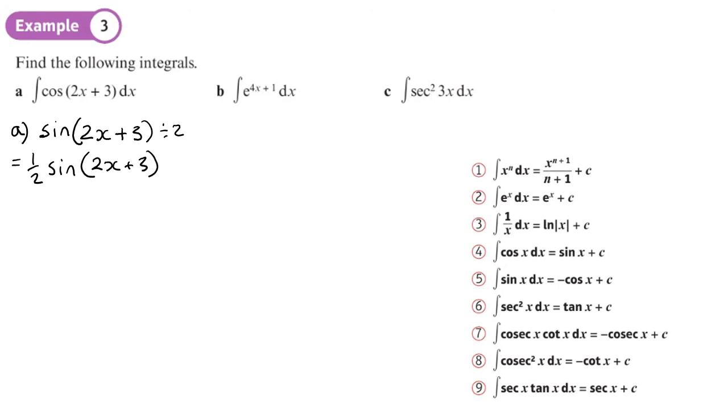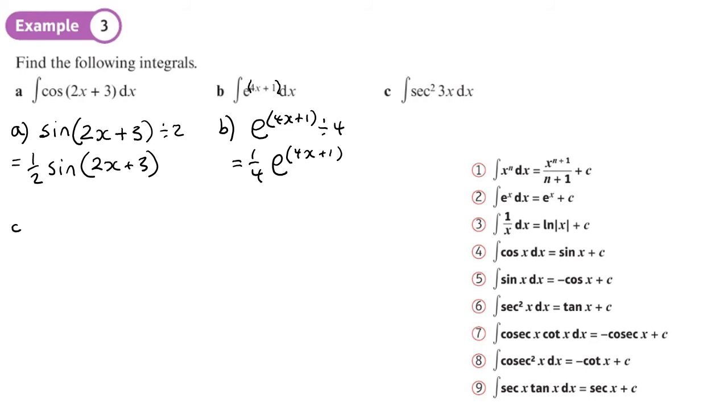B. Right, now this time the inside is this 4x plus 1. So we integrate the outside, so e integrated is e, and then we divide by the inside differentiated. The inside differentiated is 4, so we divide by 4. So we have a quarter e to the 4x plus 1. So maybe putting the inside in brackets sometimes helps.